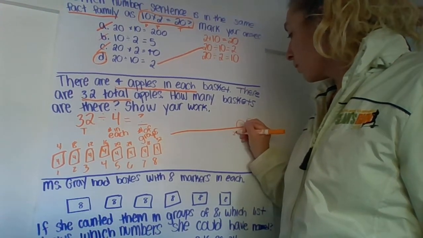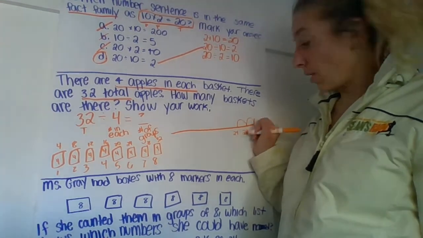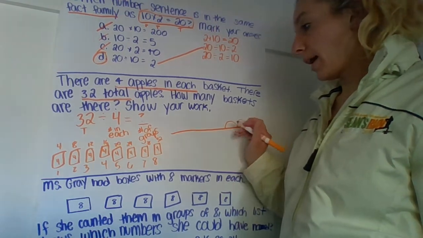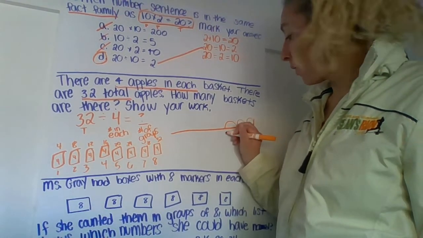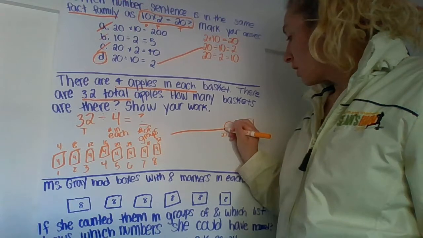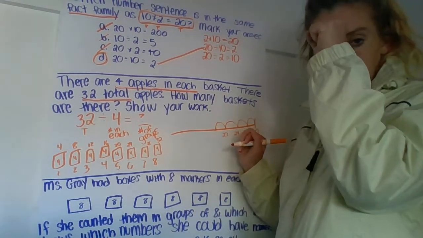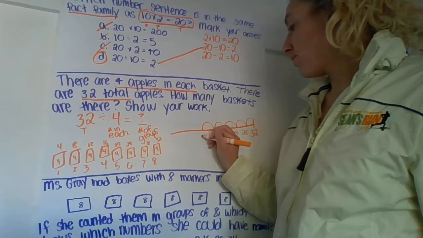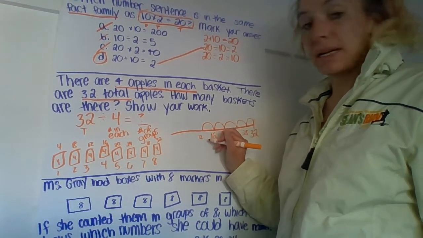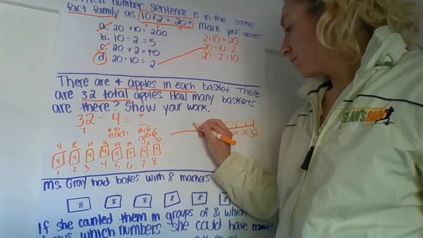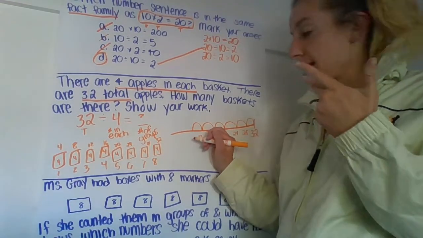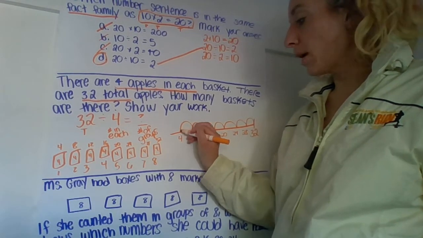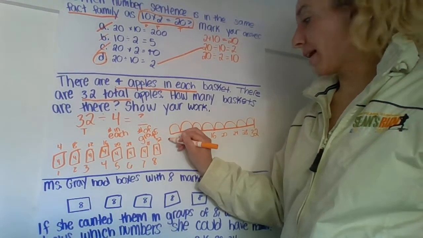28 minus 4, well, I know 8 minus 4 is 4, so 28 minus 4 is 24. 24 minus 4 is 20, because 4 minus 4 is 0. 20 minus 4 is 20, 19, 18, 17, 16. 16 minus 4 is 12, which makes sense because 6 minus 4 is 2. 12 minus 4 is 11, 10, 9, 8. 8 minus 4 is 4. And 4 minus 4 is 0.